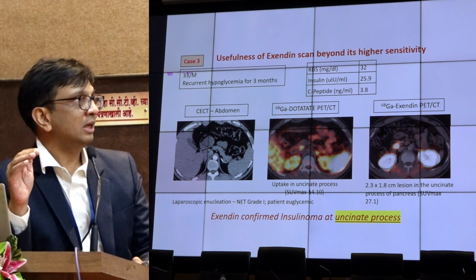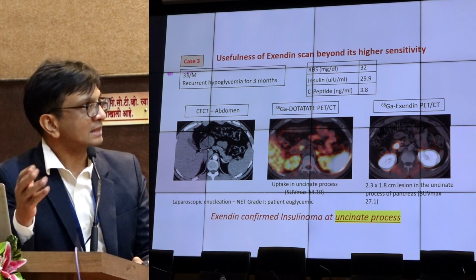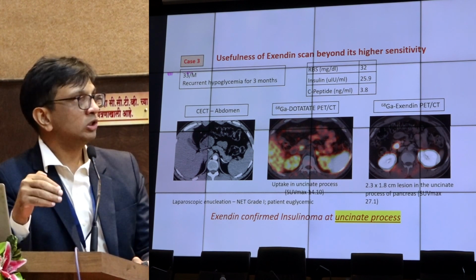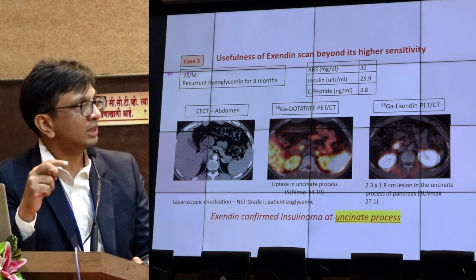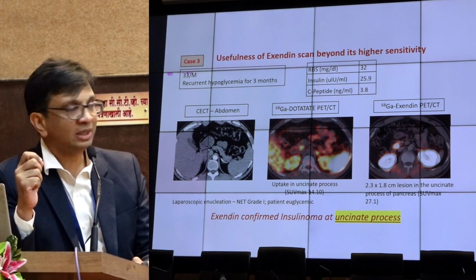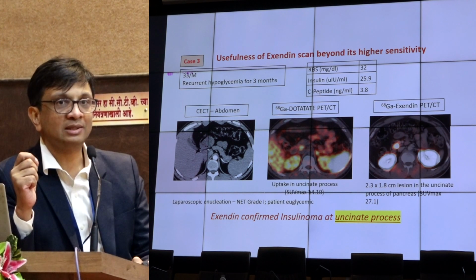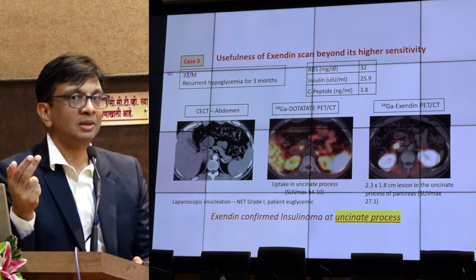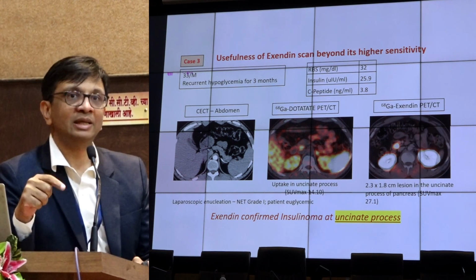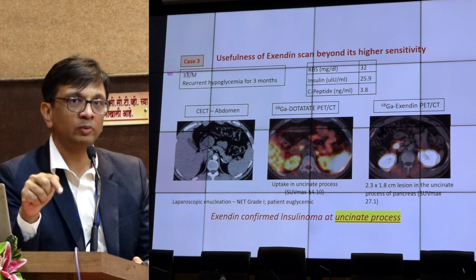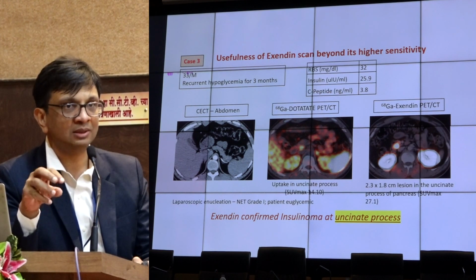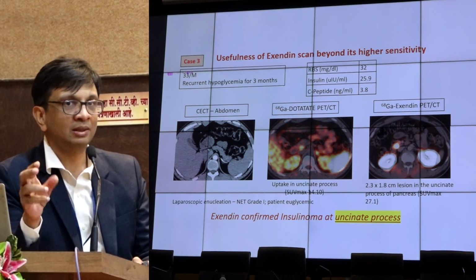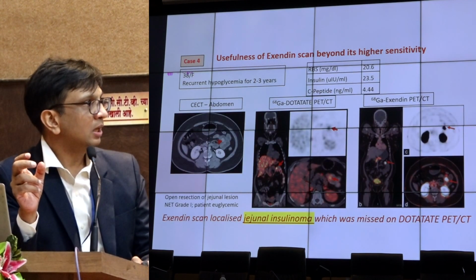So regarding usefulness, is the Exendin scan only sensitive? No, it makes it more specific also, because normally on the DOTA scan there was a lesion on the uncinate process, but the uncinate has a normal physiological uptake on the DOTA scan. But the same uptake was there on the Exendin, which made it very specific. Now we are dealing with an uncinate process insulinoma, and the patient was operated for the same.